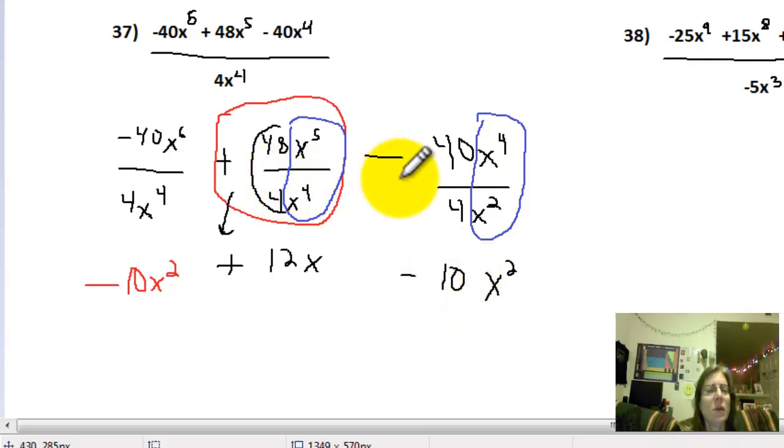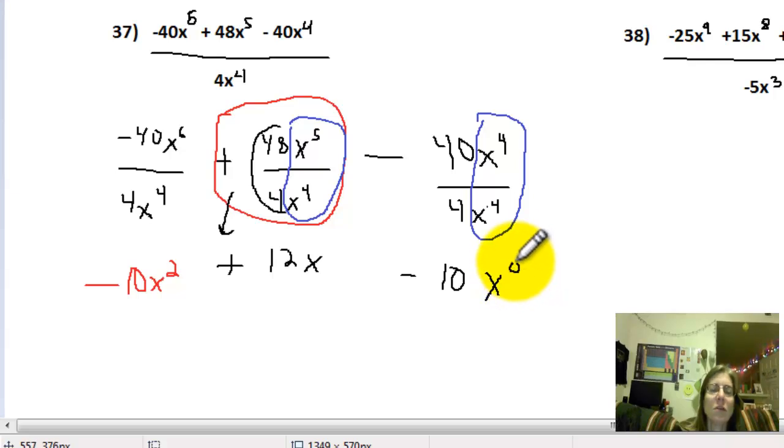Did I copy something wrong? I made a mistake. Okay, that's not a squared because our denominator is 4x to the 4th. Okay, so then we have 4 minus 4, which is 0. So this is supposed to be a 0.